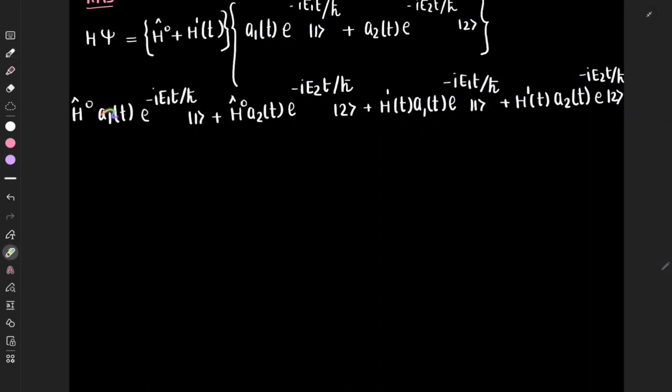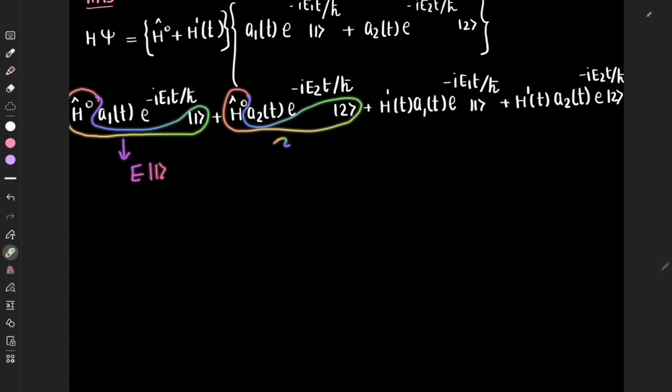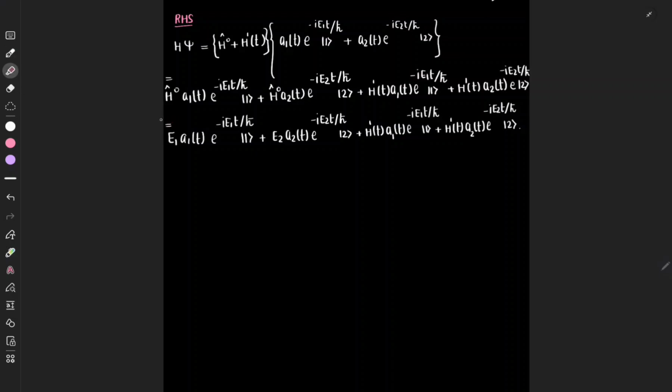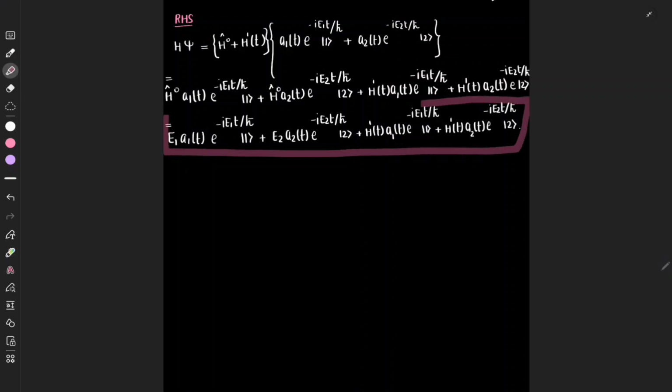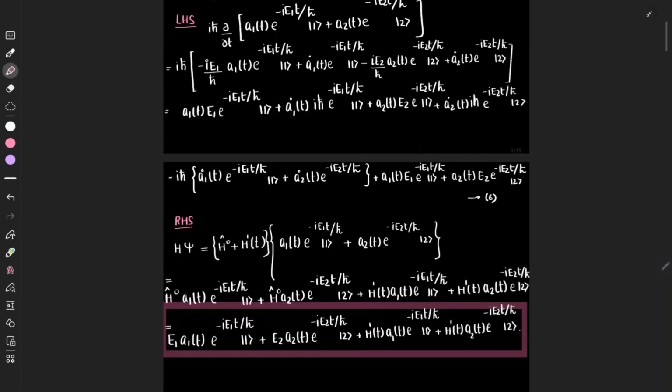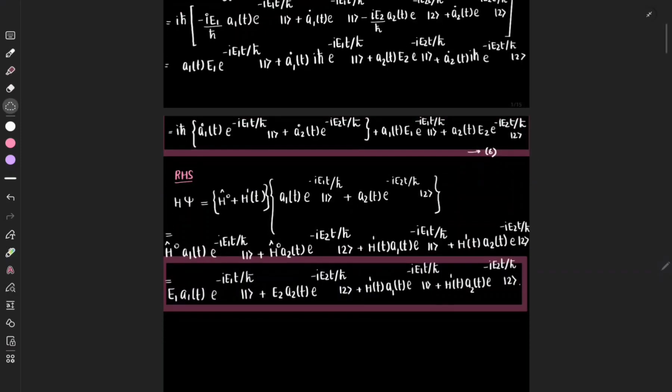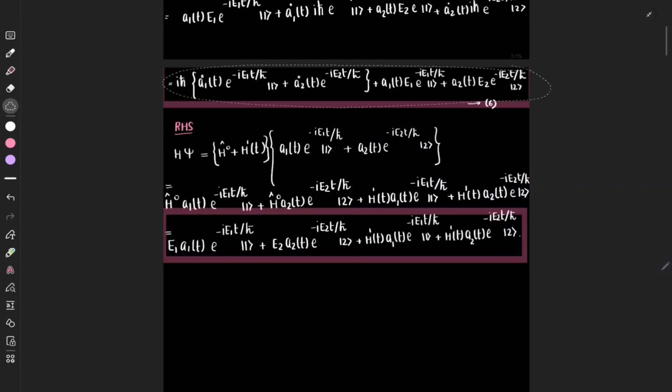If you remember, in the first equation we wrote that H naught of ket1 can be written as E1 ket1. Same thing, H naught of ket2 can be written as E2 ket2. So you can just rewrite it and write the formula again. So finally this is the equation you get. This is the solved LHS, and this is the RHS. I'll just copy paste this full equation here and rewrite it, otherwise it will be very hard to see.